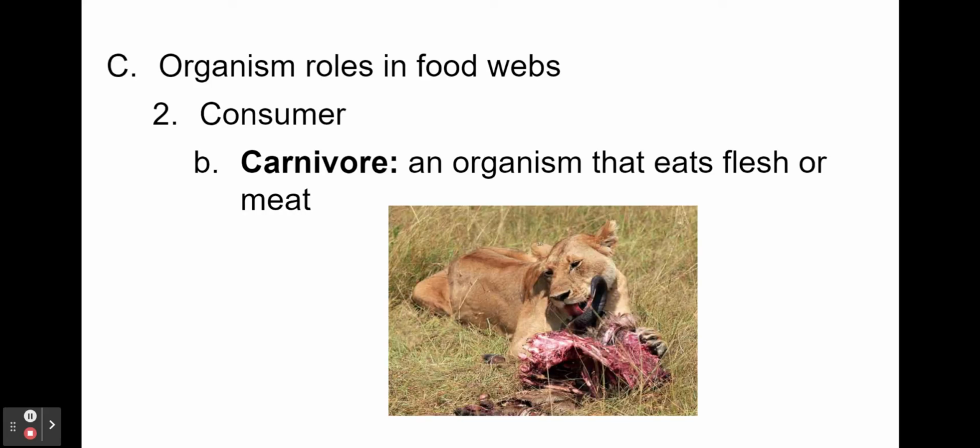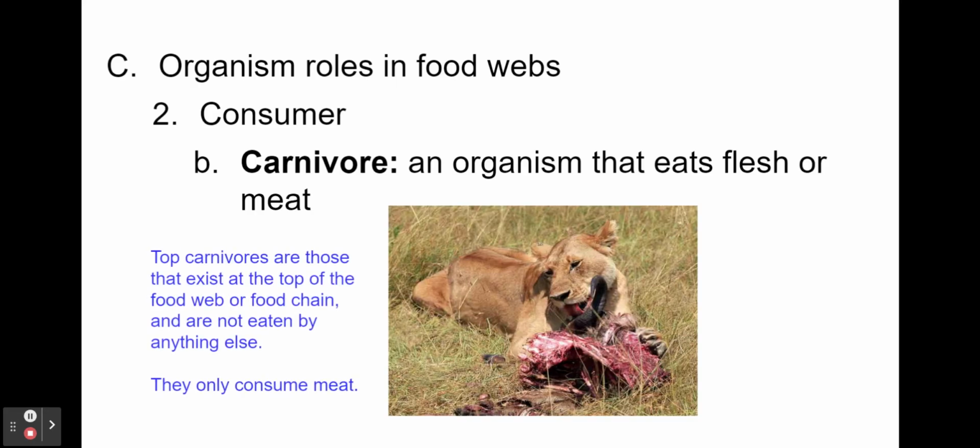You can think of this as an organism that eats other animals or organisms, an organism that eats other consumers. Top carnivores are something that you might hear us refer to. Top carnivores or top predators are those that exist at the top of the food web or the food chain, and they're not eaten by anything else. They only consume meat. This lion would be an example of a top carnivore or a top predator.